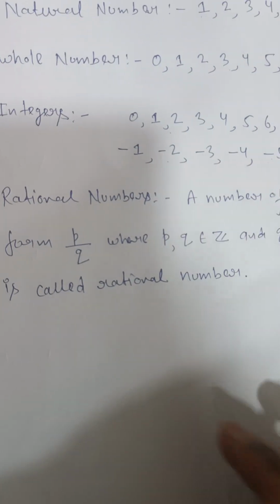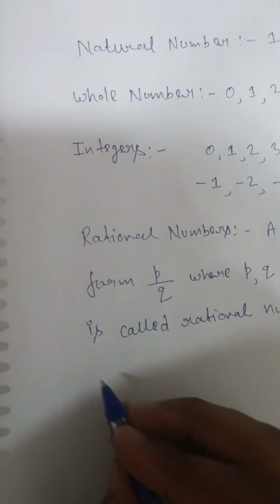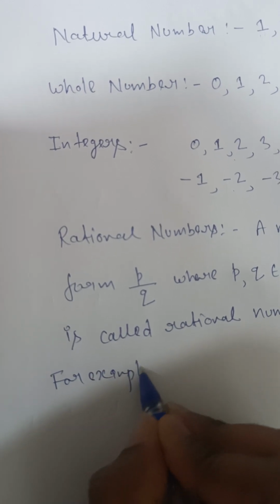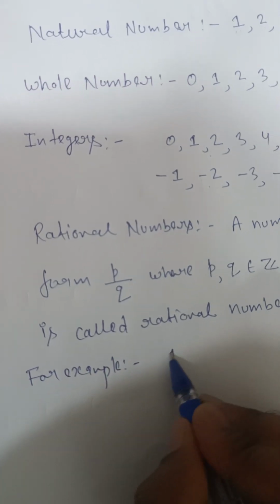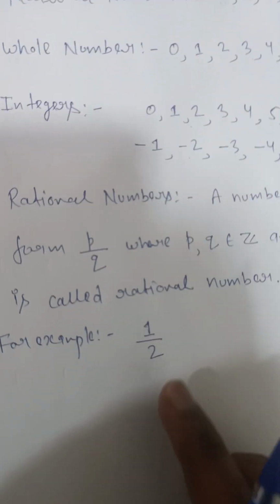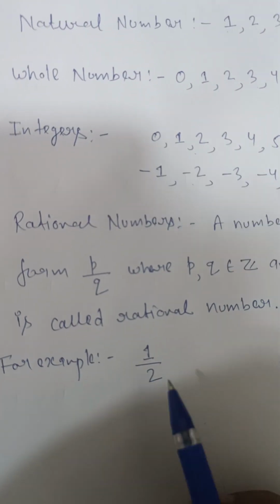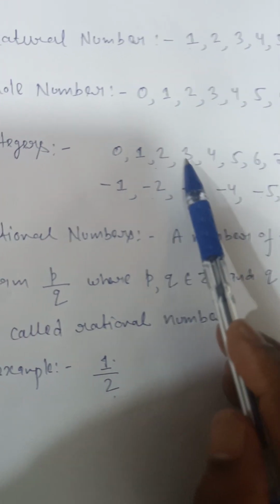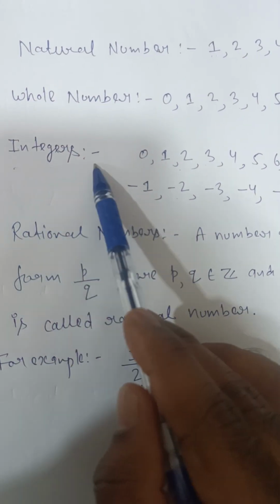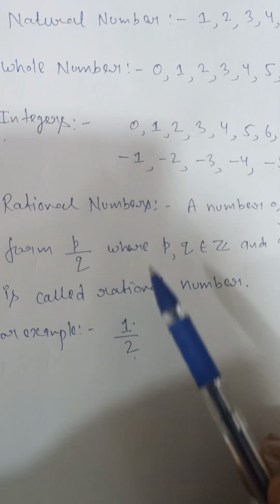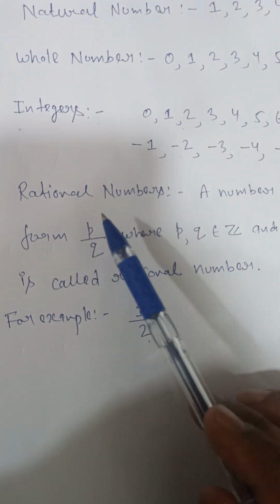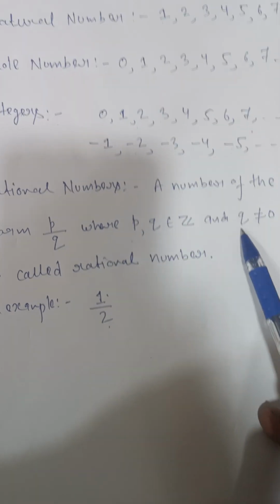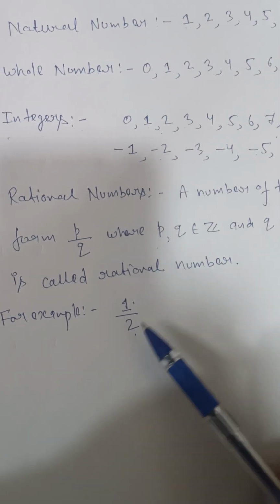Okay, so for example, I would like to give some examples. For example, 1 divided by 2 is a rational number, because 1 and 2 are integers. You can see here, 1 and 2 are integers, and this has the form p by q, where p and q belong to integers, and q is not equal to 0. So this is a rational number.